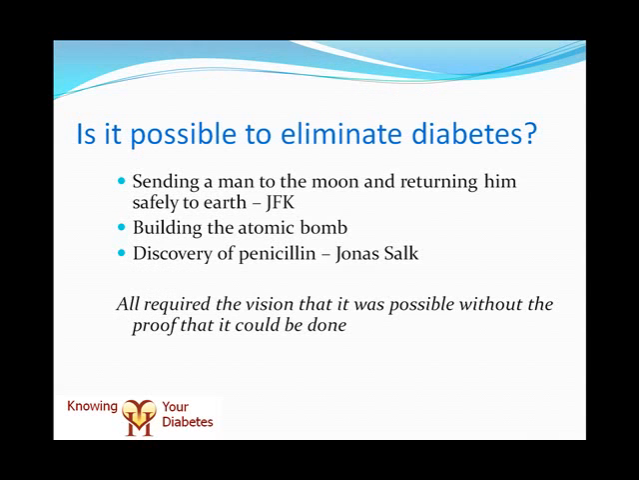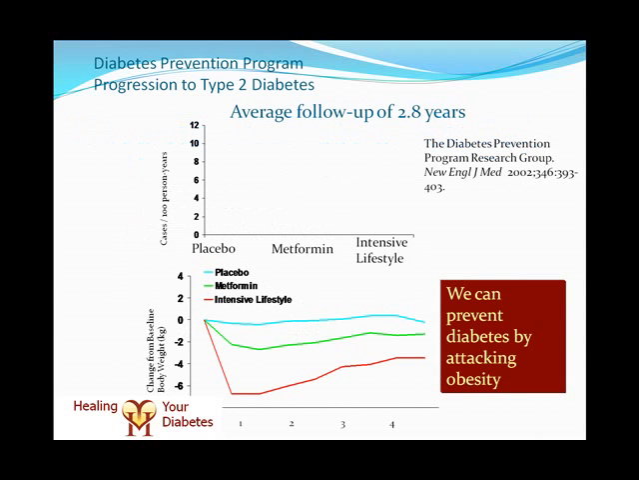So now the question is, is it possible to eliminate diabetes? Well, if you think about it, sending a man to the moon, building an atomic bomb, and discovering insulin, all of these required the vision that it was possible without proof that it could actually be done. There is actually proof that diabetes can be prevented as well as managed correctly.